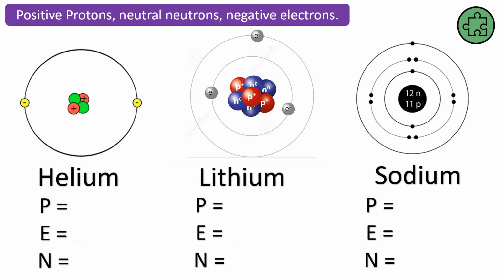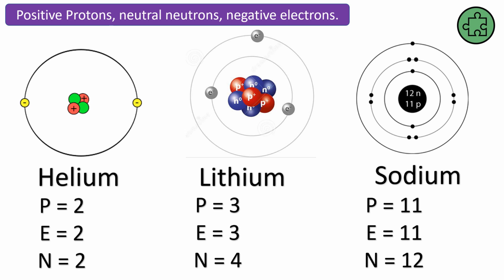Okay, so pause the video and have a go at this first question. Could you tell me how many protons, electrons and neutrons each of these atoms have? So helium has 2 protons, 2 electrons and 2 neutrons. Lithium has 3 protons, 3 electrons and 4 neutrons. Sodium has 11 protons, 11 electrons and 12 neutrons.